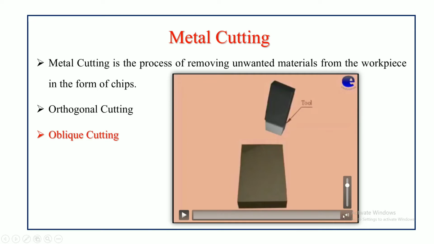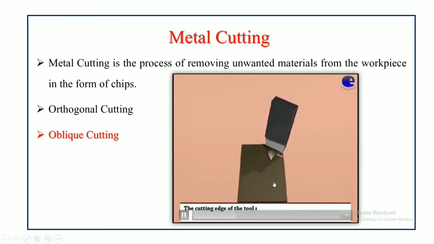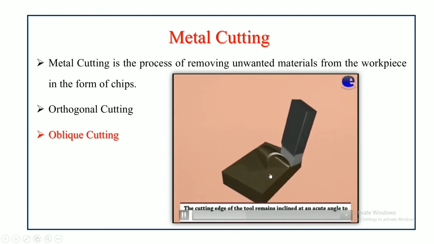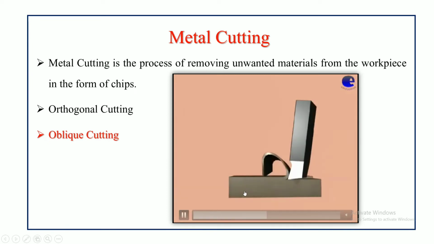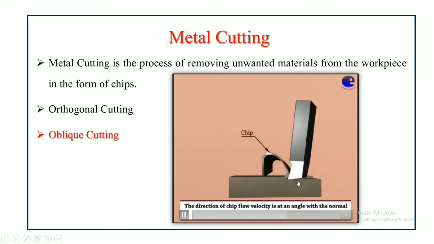In the same way, in oblique cutting, as we see here, there is a cutting edge which is inclined to the cutting velocity. As we see in this oblique cutting, the cutting edge is inclined to the cutting velocity. There are three components of force which act during oblique cutting. Those are the cutting force, thrust force and a radial force.